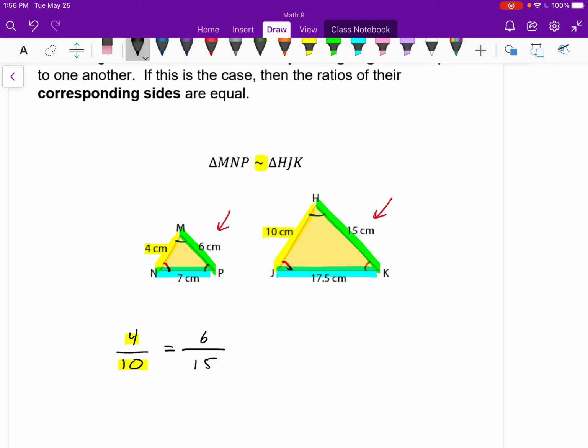They are equivalent fractions. And if you're not sure how to prove it, you could decimalize each. You'll get 0.4 for each of them if you go top divided by the bottom. Or you can reduce them both to 2/5. Either way, they are equivalent fractions. And the same thing if I go NP over JK. If I go 7 divided by 17.5, it's less obvious, I'm sure. But if you go 7 divided by 17.5, you'll get 0.4. All these fractions here are equivalent.